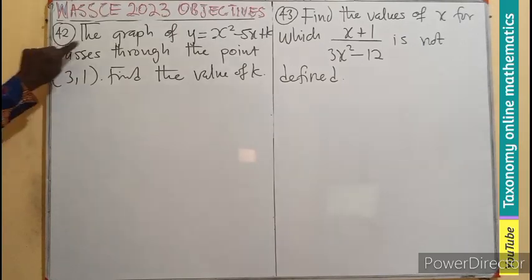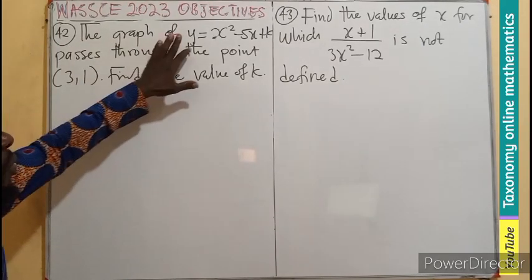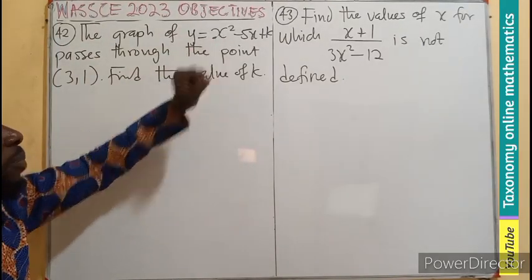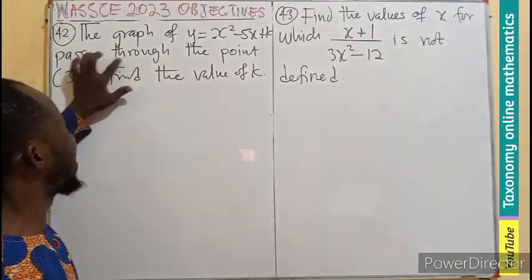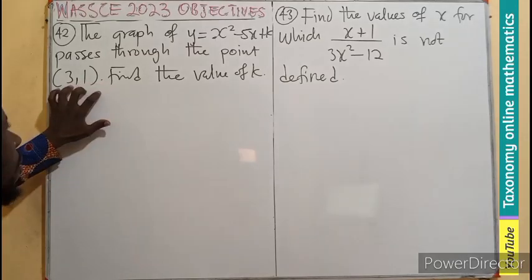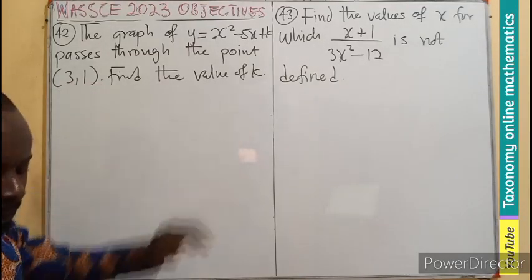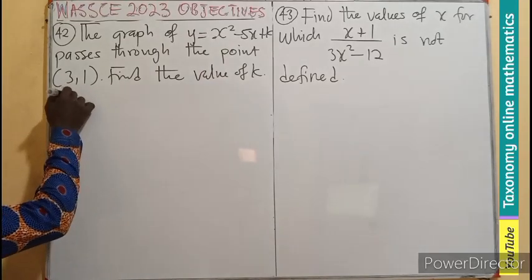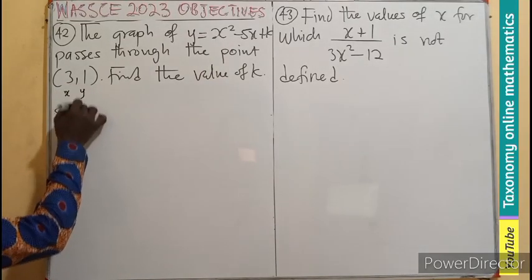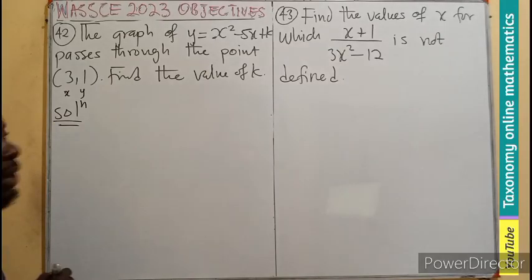Question 42. The graph of y equals x squared minus 5x plus k passes through the point 3, 1. Find the value of k. This is just a mere substitution. This is the x value. This is the y value. So let's do substitution and see what the value of k will be.